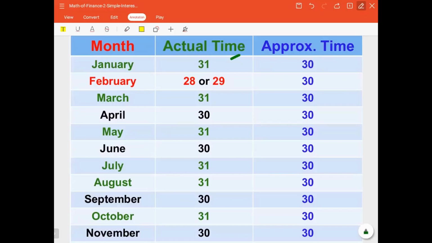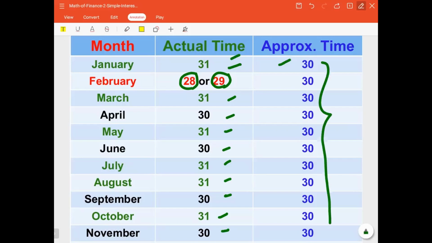That is, January has 31, also March has 31, May, July, August, and October all have 31 days. February has 28 days if it's not a leap year, whereas if it is a leap year, we should add 1 day more to have 29 days. The rest of the months, April, June, September, and November, of course, have 30 days. Whereas for the approximate time, each month is assumed to have 30 days. So lahat yan, 30 days.